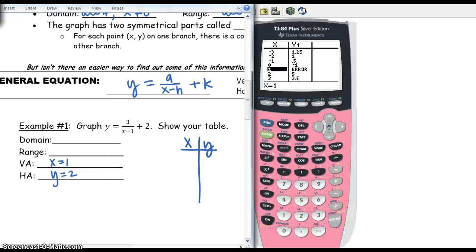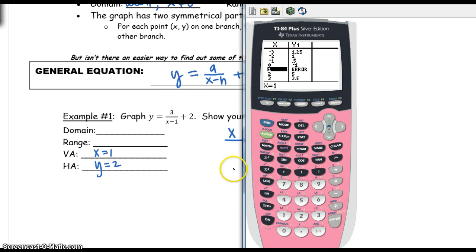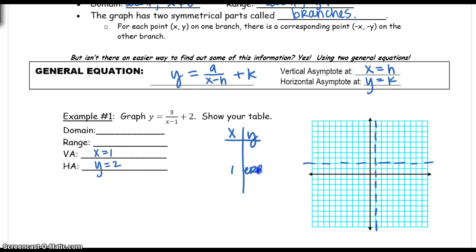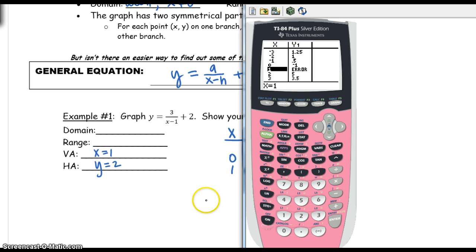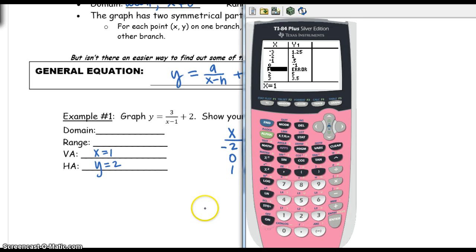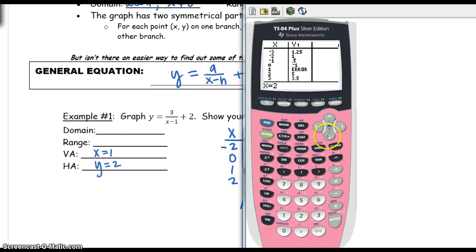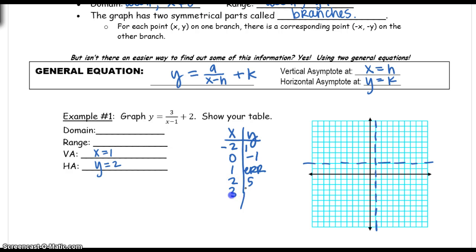1 with the error. We've got 0, negative 1, and we have negative 2, 1. Then let's keep going. So 2, 5, and we have 3, 3.5. And then we also have 4, 3.